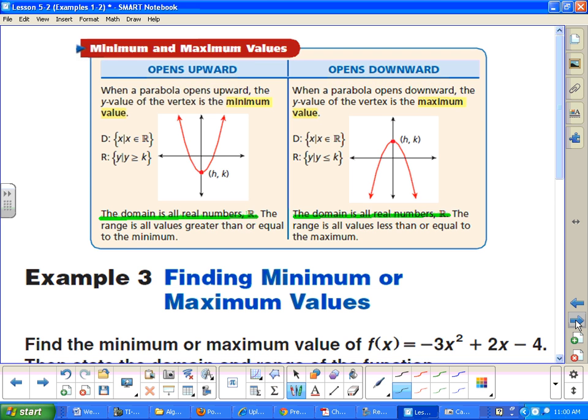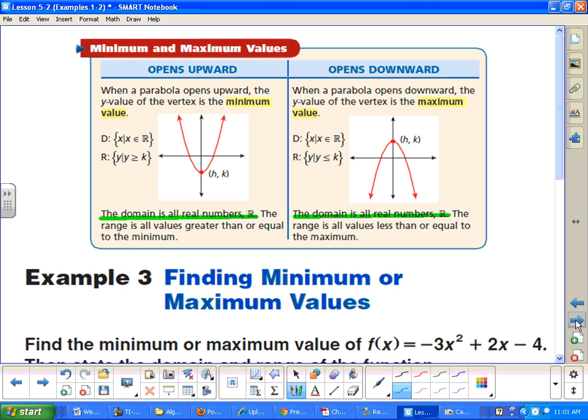When the parabola opens upward, it has a minimum value. When it opens downward, it has a maximum value. In all these problems, the domain is all real numbers. But when we start talking about the range, if it has a minimum, then the range is y is greater than or equal to that y value of the vertex, or the minimum. And the range for those that open downwards is y is less than or equal to the value of k, or the y value for the vertex.